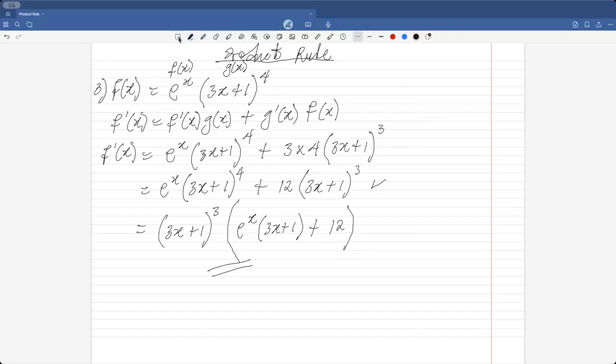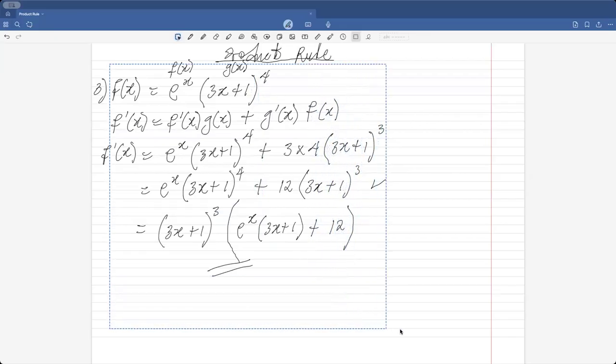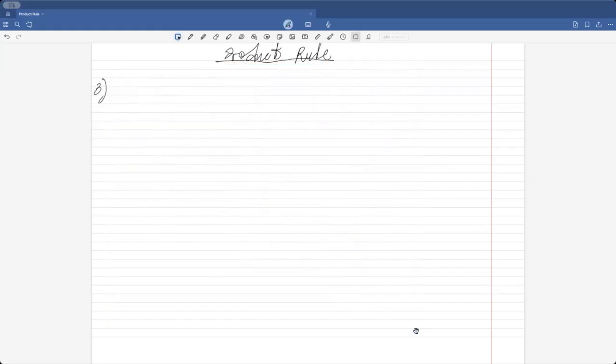So let's try something different at this point in time. So let's do some cleanup here. So let's say we have a question that looks like this.